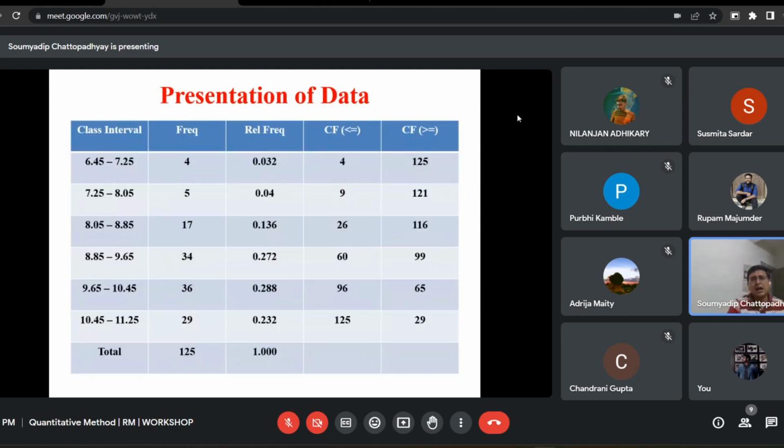This is important because, for example, how do you interpret this figure 26? This figure 26 implies that out of these 125 trees, there are 26 such trees whose heights are less than or equal to 8.85 centimeters. Now, this is a very simple example of trees.